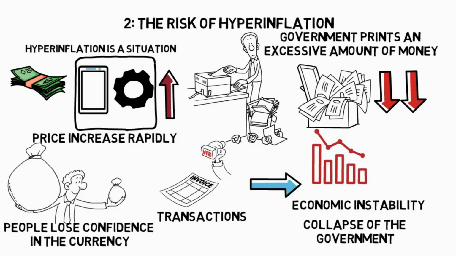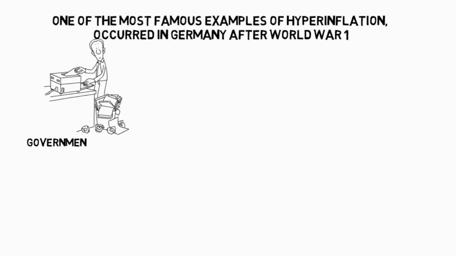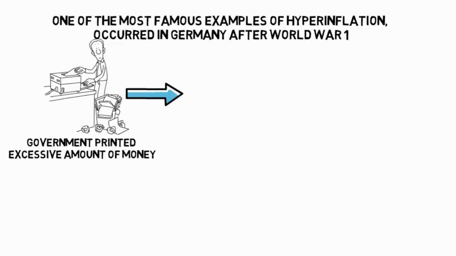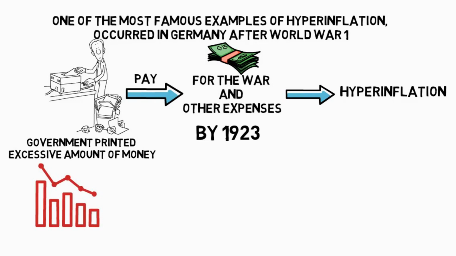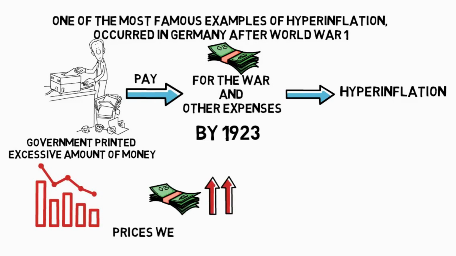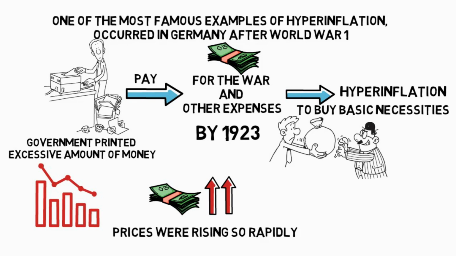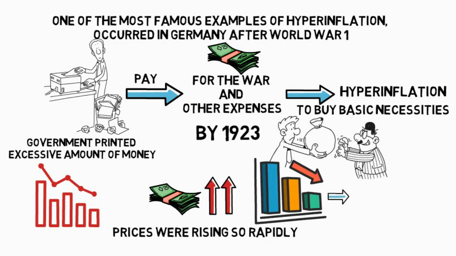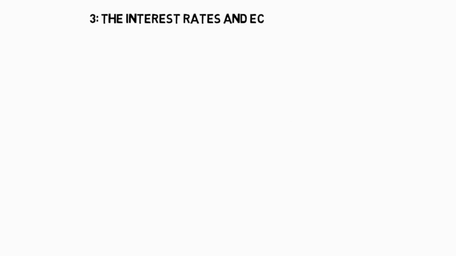One of the most famous examples of hyperinflation occurred in Germany after World War I. The German government printed an excessive amount of money to pay for the war and other expenses, which led to hyperinflation. By 1923, the value of the German mark had crashed, and prices were rising so rapidly that people were using wheelbarrows of money to buy basic necessities. This economic crisis ultimately led to political instability and the collapse of the German government. Number 3. The interest rates and economic growth.